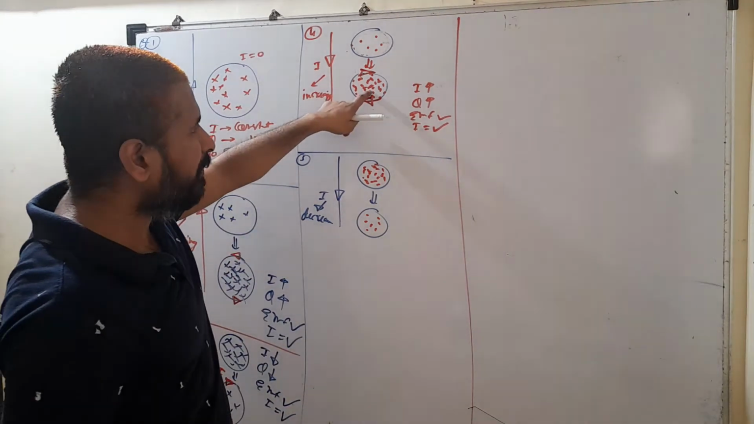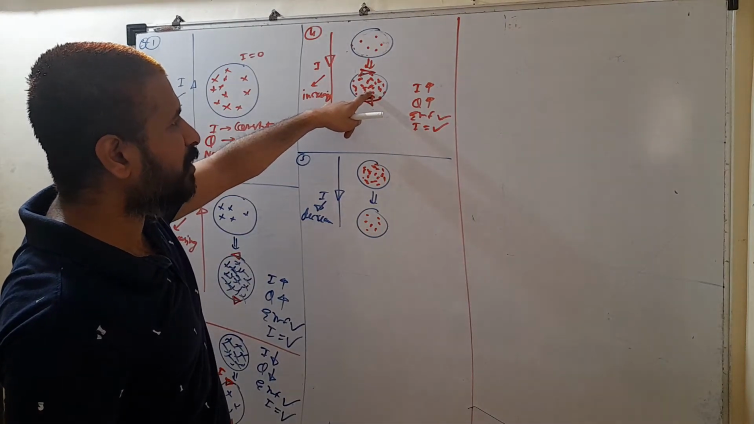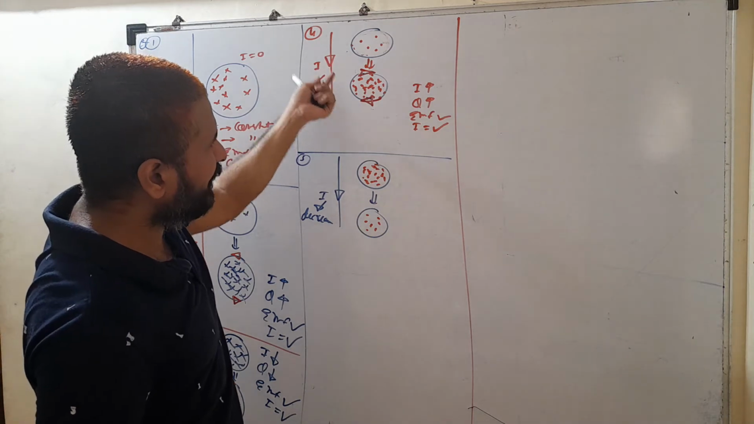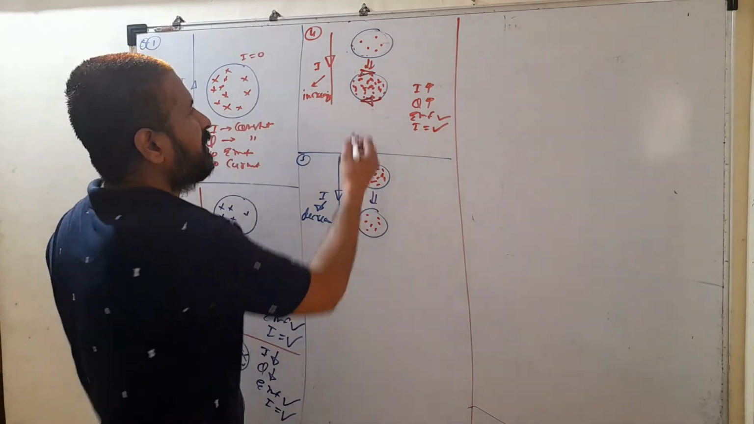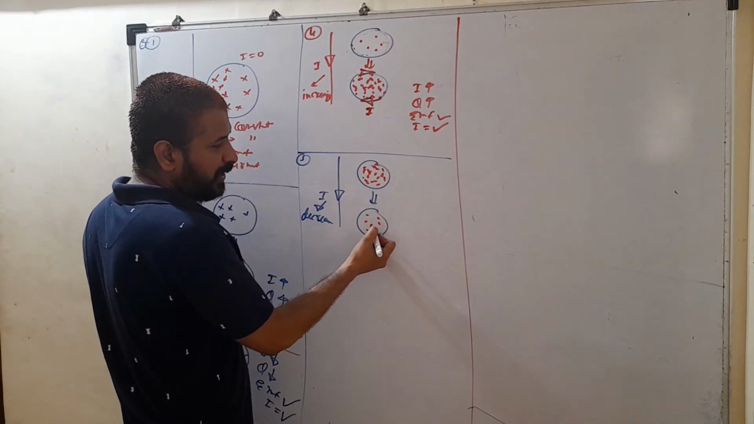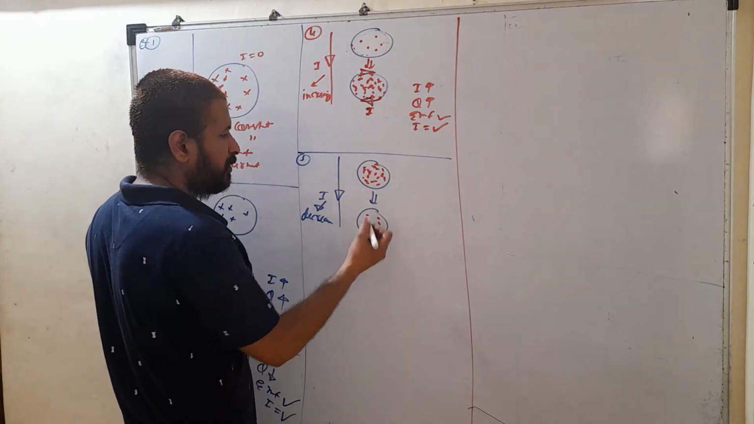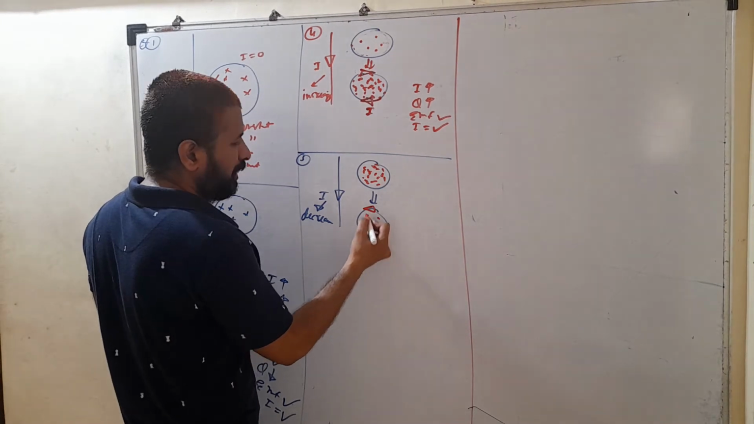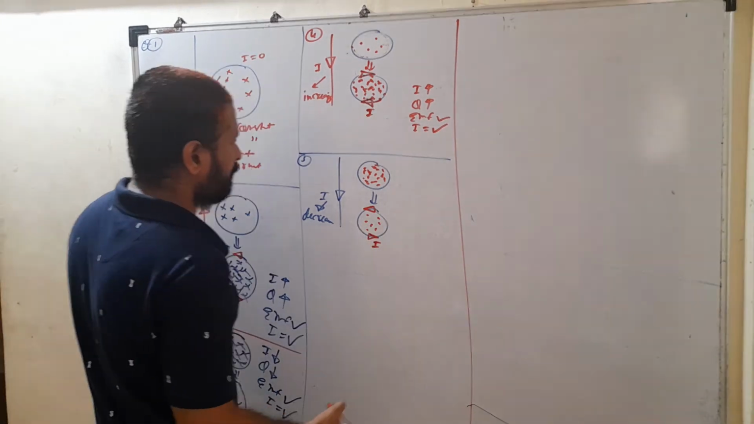Because the outward magnetic lines are increasing, so to cancel outward lines, current has to generate inward lines. So for inward lines, current has to be induced in clockwise direction. Here, outward lines are decreasing, so current has to increase outward lines. So to increase outward lines, it has to be induced in anti-clockwise direction.